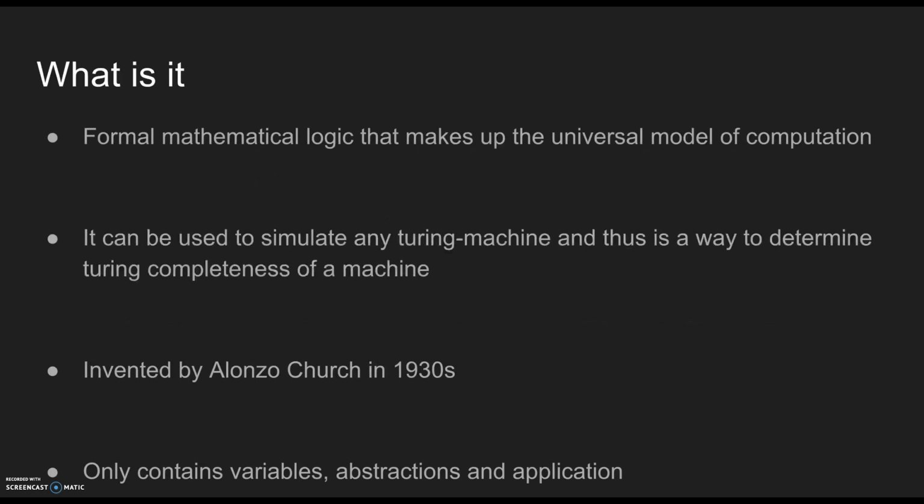To start off the presentation, we're just going to talk a little bit about lambda calculus. So what is it? It's a formal mathematical logic, and it makes up a universal model of computation. It seems pretty general because it is pretty general. It's built up of only three small things, but with those three small things, variables, abstractions, and applications, you can do an amazingly large amount of things. You can do pretty much anything that the modern computer is capable of doing, because it has become that model of computation that everything is tested on.